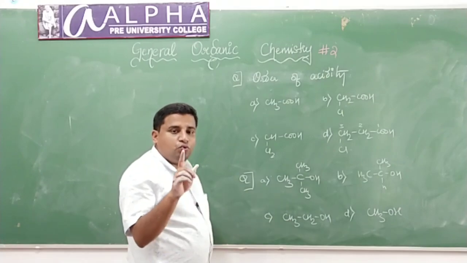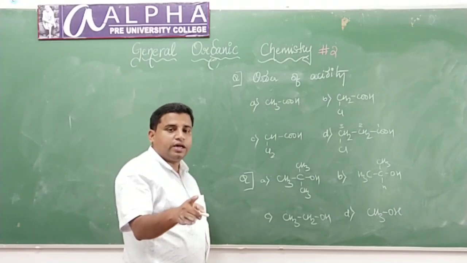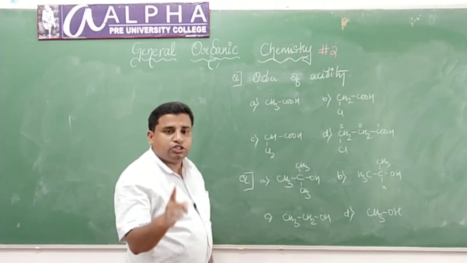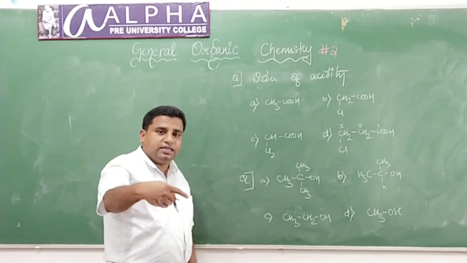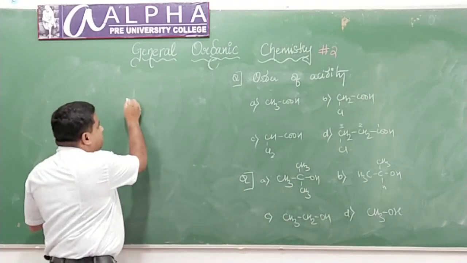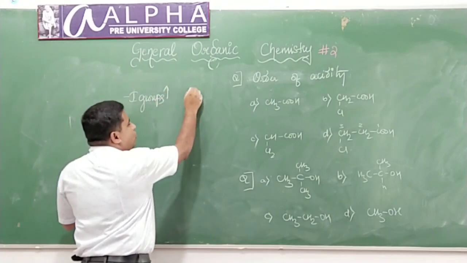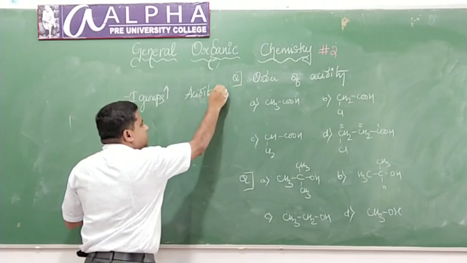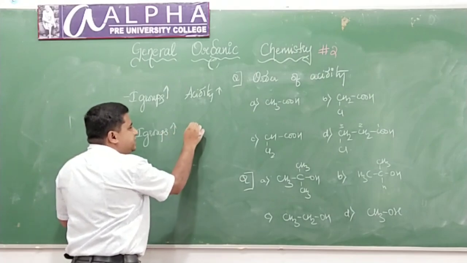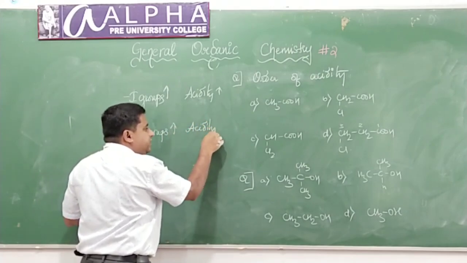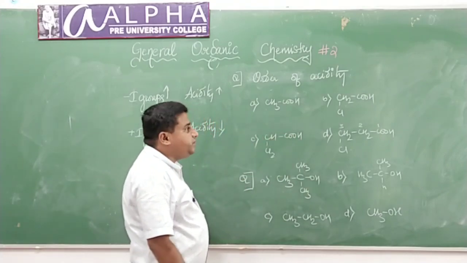I told you, if you want to know the strength of acids, you should be in a position to judge which group exhibits positive inductive effect and which group exhibits negative inductive effect. If a group is exhibiting negative inductive effect, the acidity will increase. The more the number of minus I groups, the more will be the acidity. The more the number of plus I groups, the lesser will be the acidity. Now based on this, which is the strong acid and which is the weak acid?